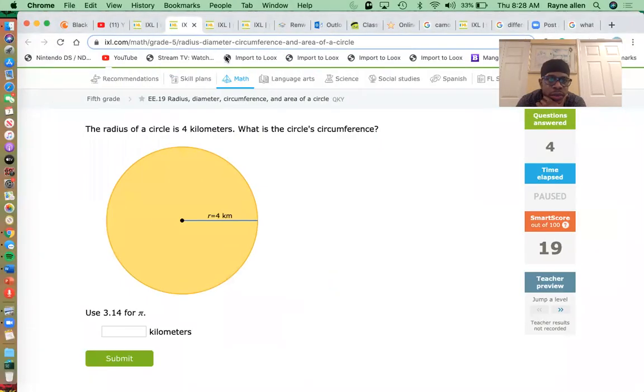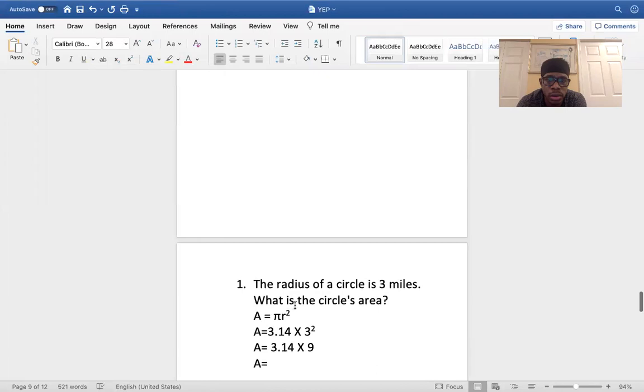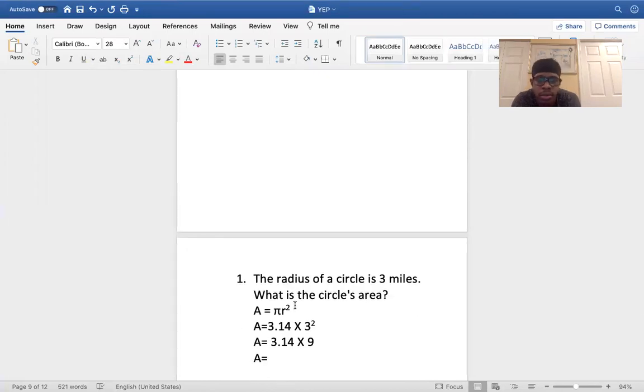Now, let's say we have a question like this. The radius of a circle is 3 miles. What is the circle's area? Now, what we need to do is area equals pi times radius squared. So we know area is equal to 3.14 times 3 squared. 3 squared, or 3 times 3, is 9. So we need to multiply 3.14 times 9. Once we work that out, we should get 28.26. I already worked these out for you.